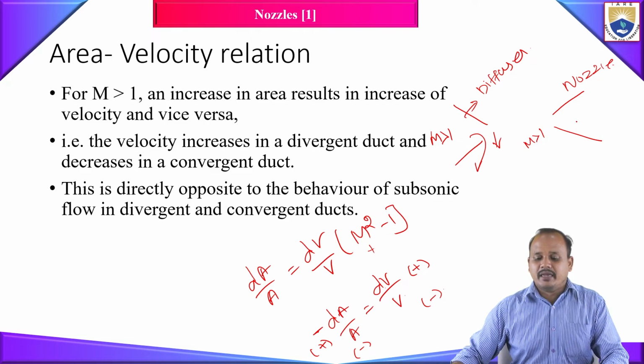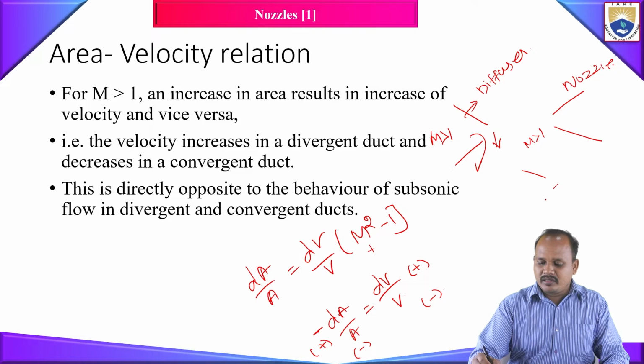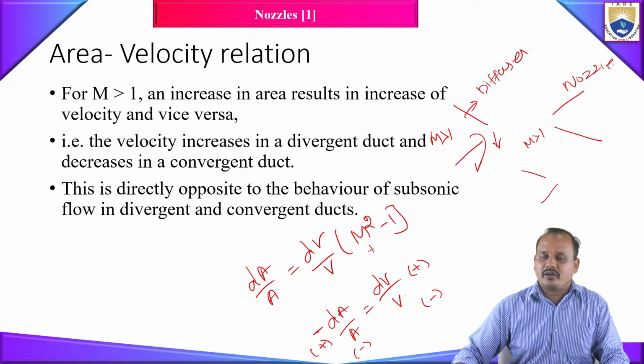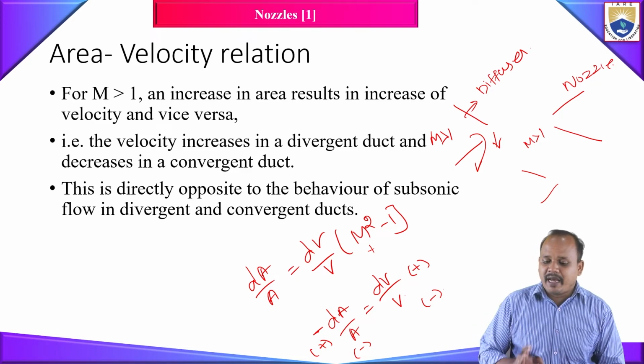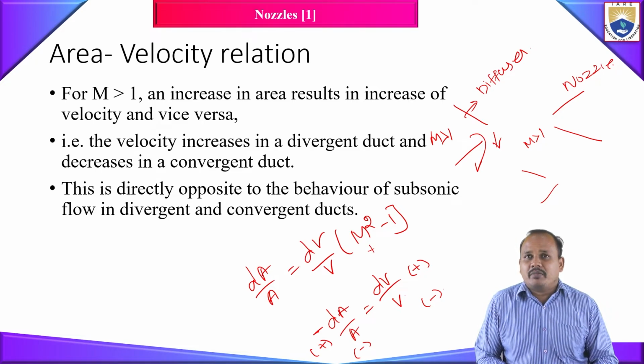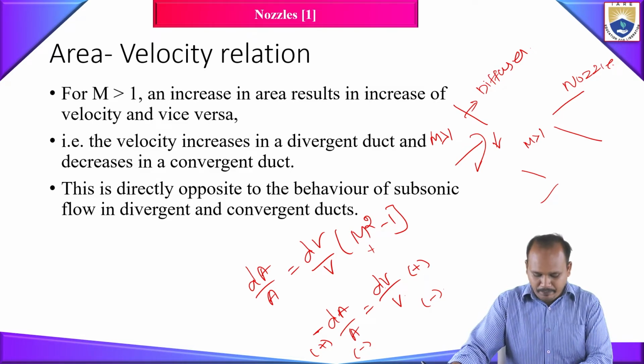Okay, as you can see here, the same convergent section will act as a nozzle for subsonic entry, and will act as a diffuser for the supersonic entry. So you can see the passage, whether it is going to accelerate or decelerate, depends on the incoming Mach number. So if it's subsonic, it will behave differently. If it is supersonic, it will behave differently.